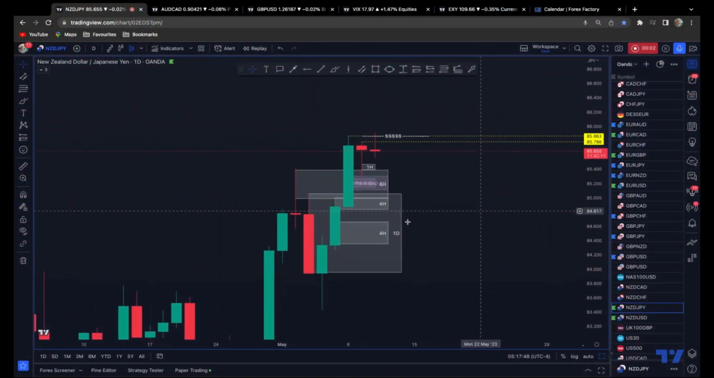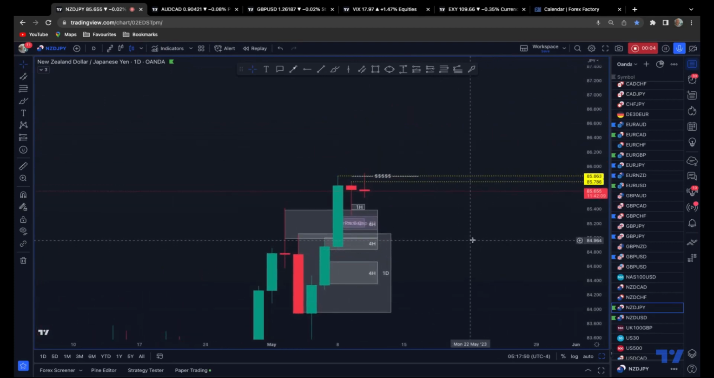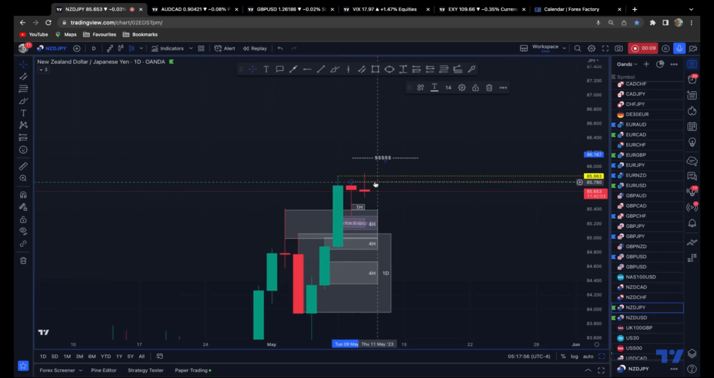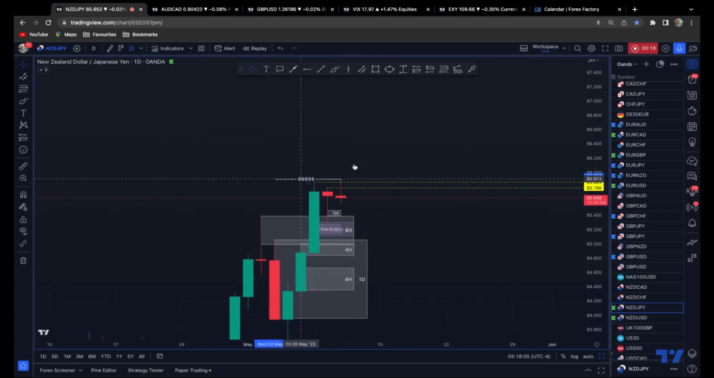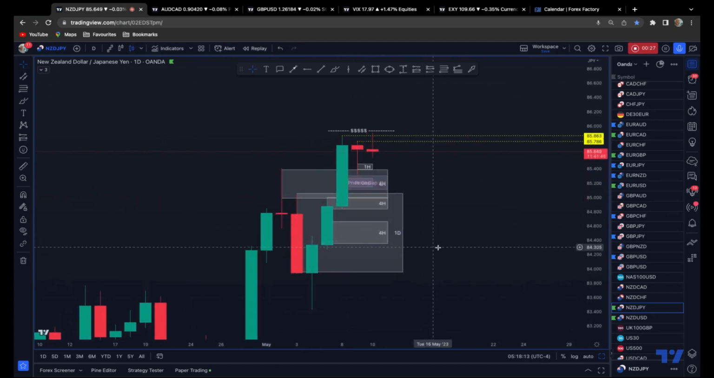Traders, Anthony here. We're looking at the Kiwi yen. What I've done with this is I've grabbed this previous day high, pulled it across. The day before that, the high, pulled it across. And we can see how we've spiked up into buy-side liquidity above previous day's high. I'm looking for a short opportunity.